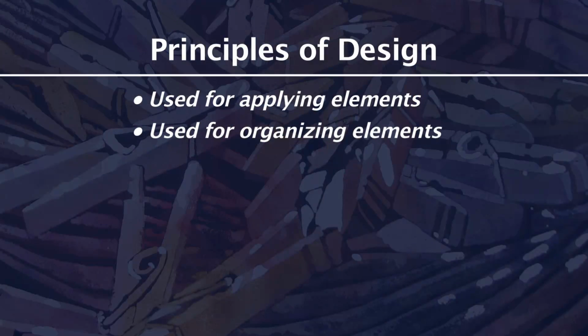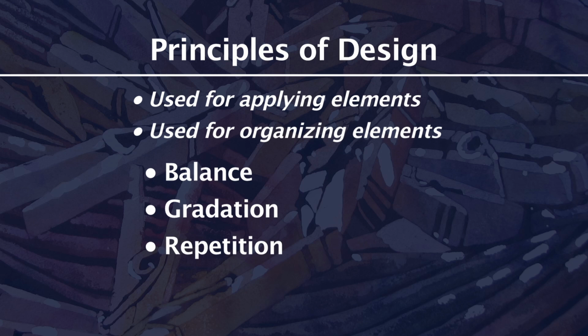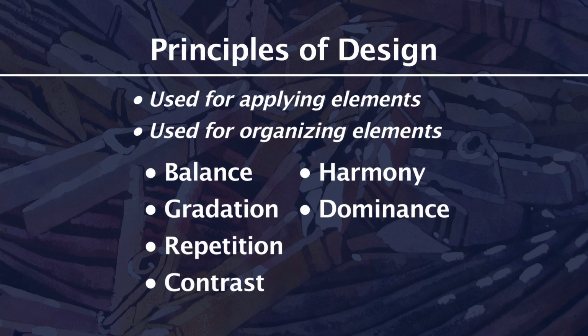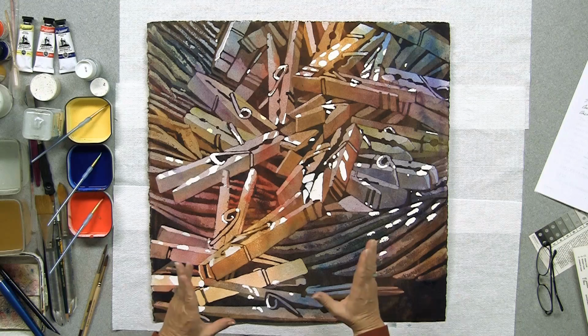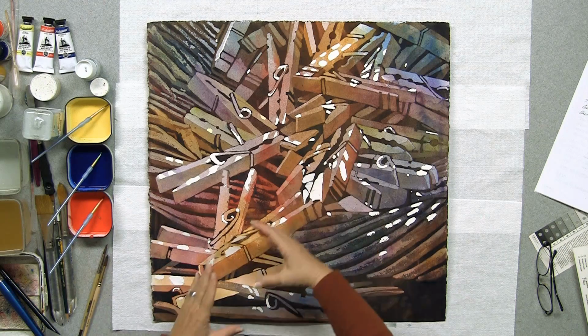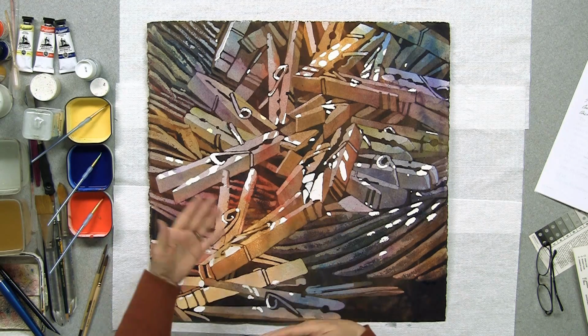The difference with the principles is how we apply those tools. And how we apply them is in balance, gradation, repetition, contrast, harmony, dominance, and unity. So that's the difference between elements and principles. Many students just think, well, there's all of those things and I don't get any of them. But they're really quite simple. The tools you use to put it together, and then the tools you use to organize it.